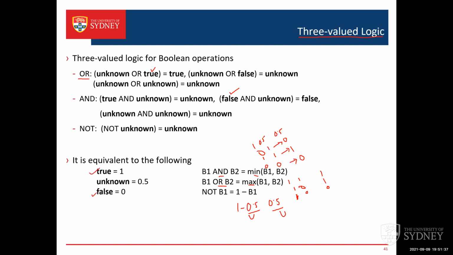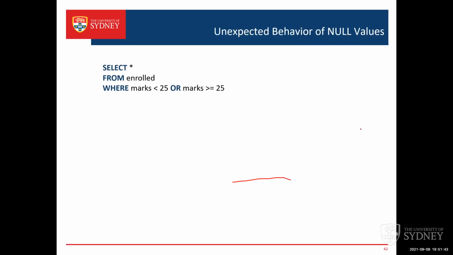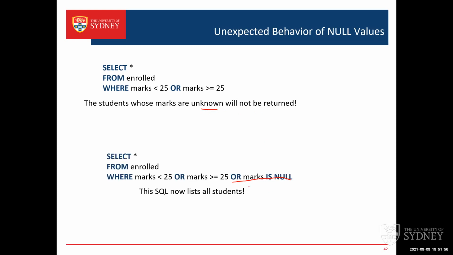Previously we learned about true and false. Now we have something new. That's why this one is known as three-valued logic. So that's why when we write something like this, like I have shown you, marks is less than 25 or greater or equal to 25, if there are some unknown or null values, those will not be returned. If you want to return them, you have to specifically write or marks is null. Then it will list all the students that we have.